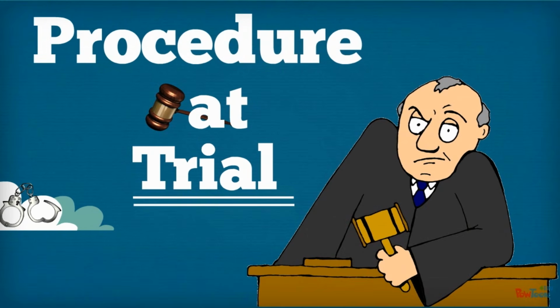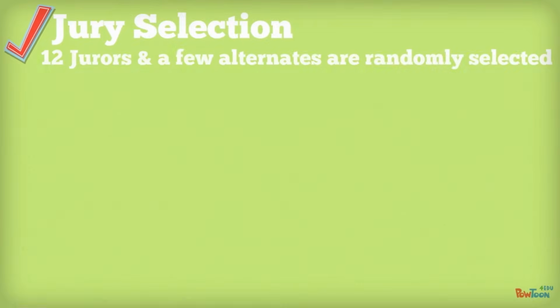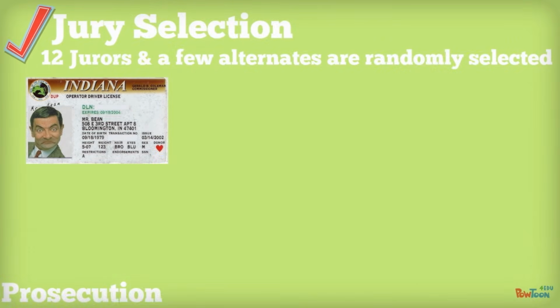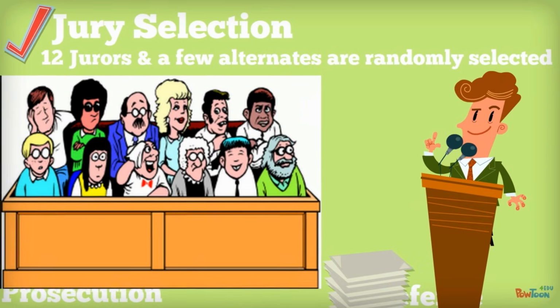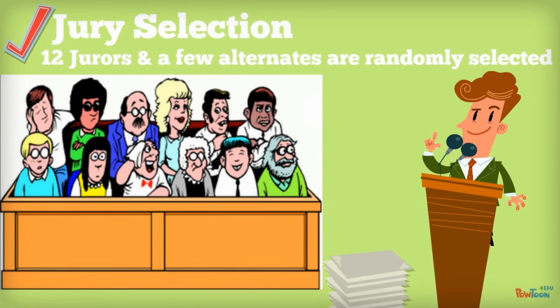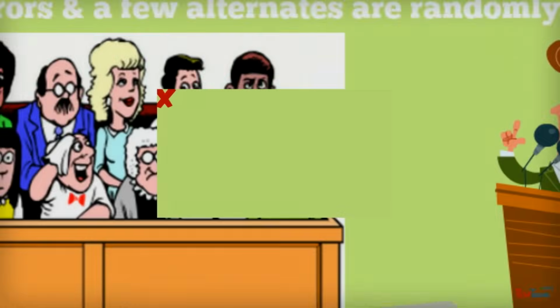Then the trial procedure starts. At this point, we're going to select 12 members for the jury. They are randomly selected through a list of taxpayers, voters, or drivers. Potential jurors are then questioned by the prosecution and the defense in a process called voir dire. This is done orally and in writing. The goal is to determine who has the ability to judge impartially on the matter.